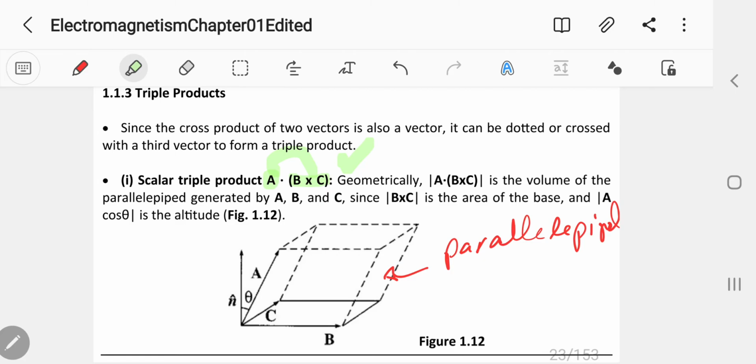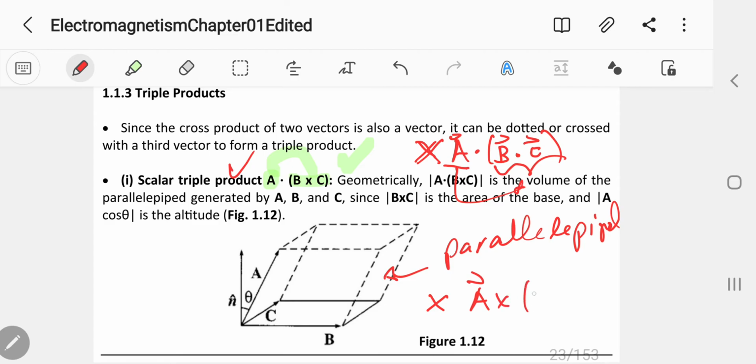That's correct. But this one is wrong. A dot B dot C is wrong because this one is a scalar, and if you dot a scalar to a vector, it would not mean anything. So this is a wrong operation. This one is a correct operation. This one also is wrong, as this is also a wrong operation.